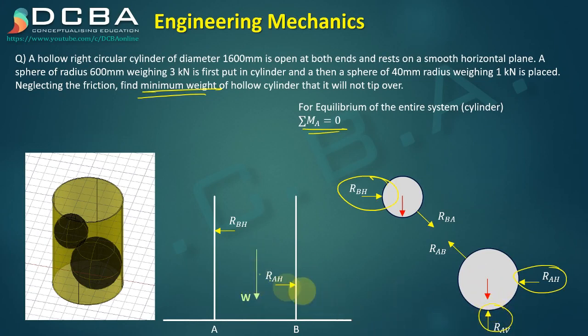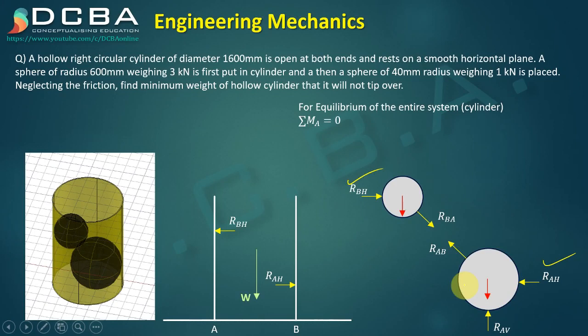RAV is not in contact with the cylinder. Okay, just read the question properly. The hollow right circular cylinder is open at both ends. So it is open from top also and it is open from bottom also. So this RAV is actually not touching the cylinder, it is touching the bottom surface. Okay, so that force is not going to contribute into the equilibrium of the entire system. Alright, now the only thing left is to find this RBH and RAH and all these reactions.